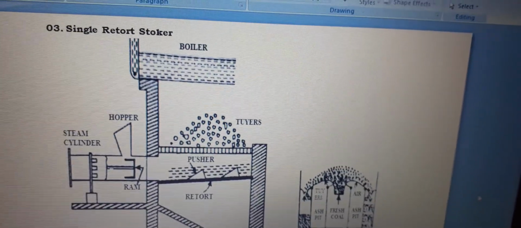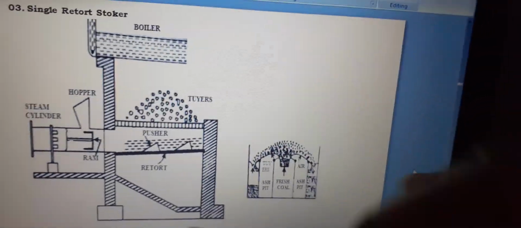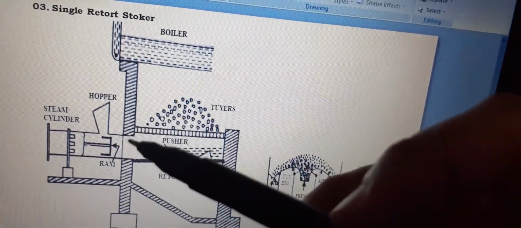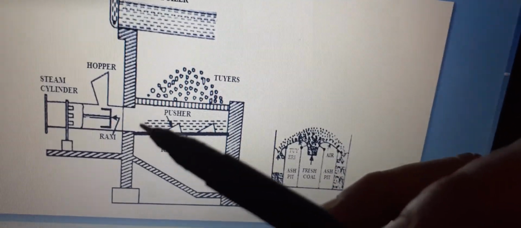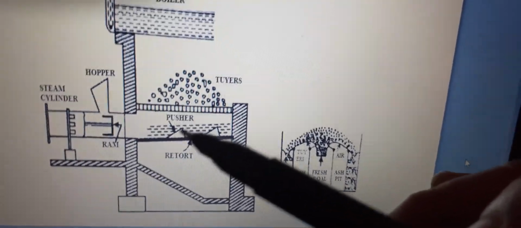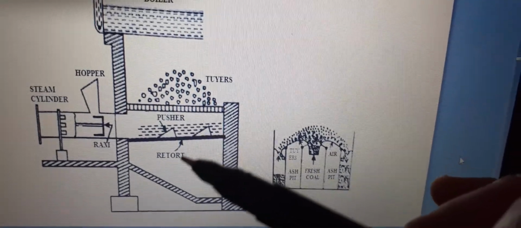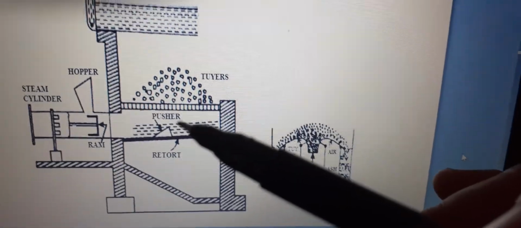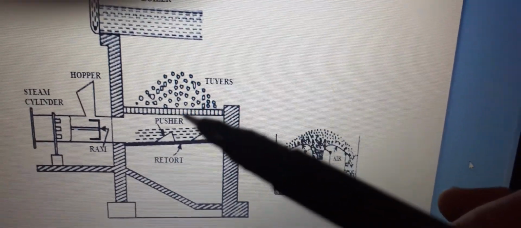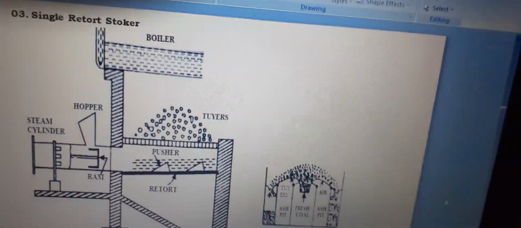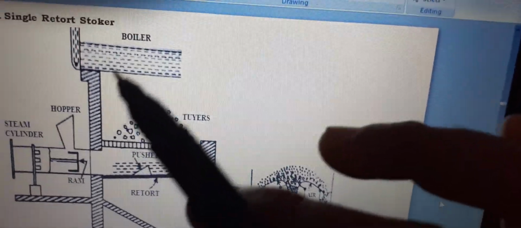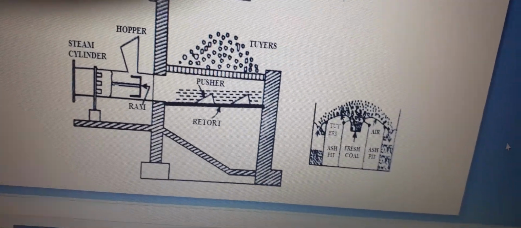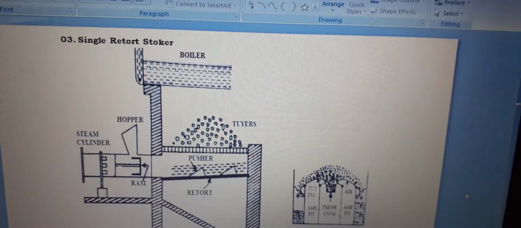Next one, that is single retort stoker. You all can see here the hopper where we feed, and it reaches the pusher. These are the pushers, and these are the retort. This darker line is the retort. Above that the pushers are there, and above that the tuyeres are there, and on that the coal is reached, and above that is the boiler. This is the process of single retort stoker.